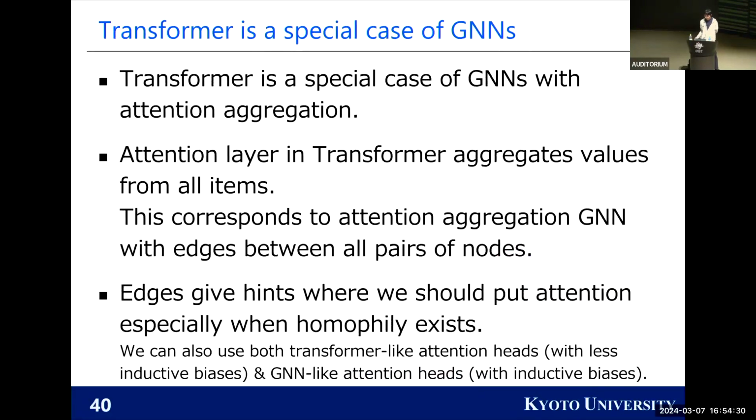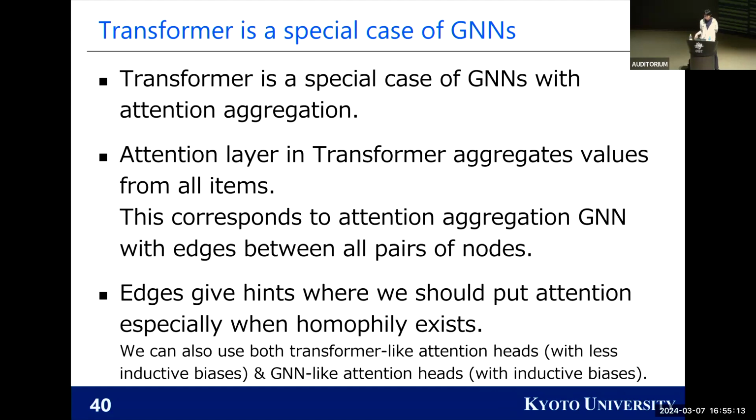And yeah, I mentioned it is similar to transformers, but we can show that the transformer is a special case of GNNs with attention aggregation. The attention layer in a transformer aggregates values from all items, right? It attends to all tokens in the set. And this corresponds to attention aggregation of GNNs with edges between all pairs of nodes. Or we can say that it is a special case of GNNs that uses only a complete graph. A complete graph means a graph with edges among all pairs of nodes.